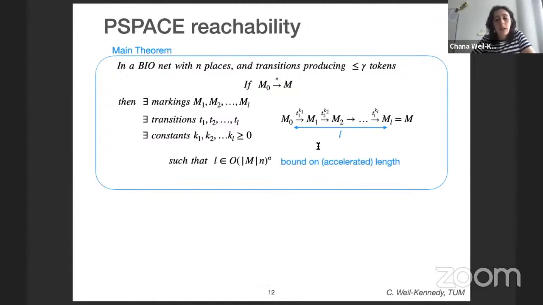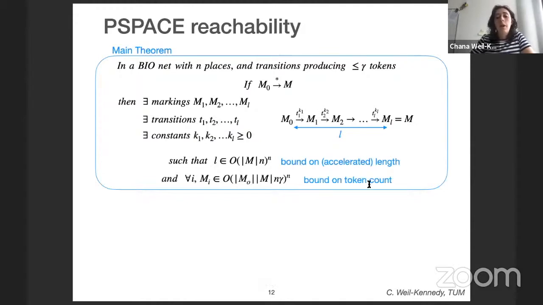And we show that we can find such a set of markings, transitions, and constants such that the number of such intermediate markings is bounded by an exponential which depends on the number of tokens in the final marking and the number of places in the net, n. And when I say the number of tokens in the final marking, it's in unary, really just the number of tokens. So we have a bound on what we call the accelerated length. Note that this is not exactly the length, because the length of this firing sequence is K1 plus K2 plus ... KL. But we have a bound on L.